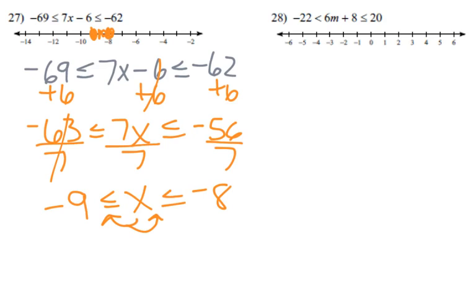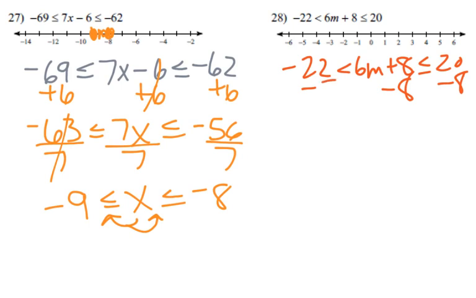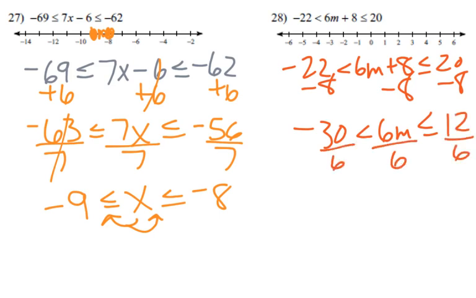Okay, 28, we've got negative 22 is less than 6m plus 8. It's less than or equal to 20. Subtract 8 from everything. We get negative 30 is less than 6m is less than or equal to positive 12. Divide everything by 6, and we get negative 5 is less than m is less than 2. So hollow circles at negative 5 and positive 2. M is bigger than negative 5, but smaller than 2, so we shade in between.